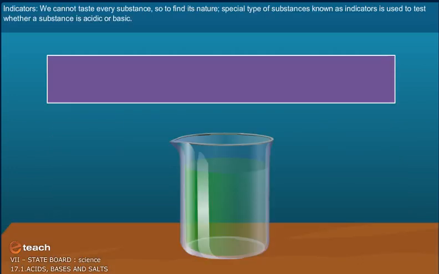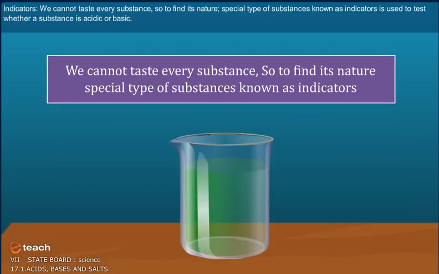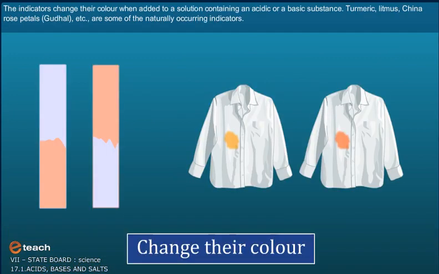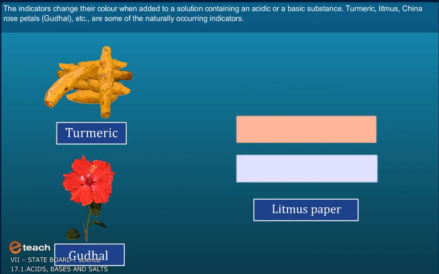Indicators. We cannot taste every substance. So to find its nature, a special type of substances known as indicators is used to test whether a substance is acidic or basic. The indicators change their color when added to a solution containing an acidic or a basic substance. Turmeric, litmus, China rose petals, gudhal, etc. are some of the naturally occurring indicators.